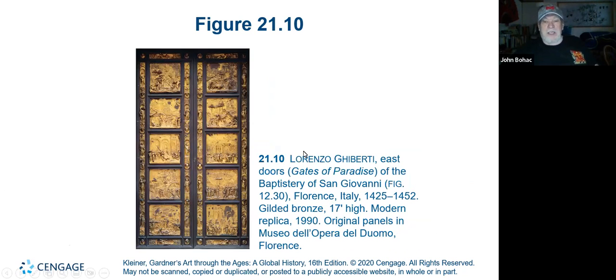There's the east doors of the baptistry. This is how sculpture existed at first. Ghiberti, the Sacrifice of Isaac, would have been on a door, something like this. And you see, they're 17 feet high. They're huge. And they have all of this gilded bronze attached to the door. They spared no expense when it came to commissioning their artist.